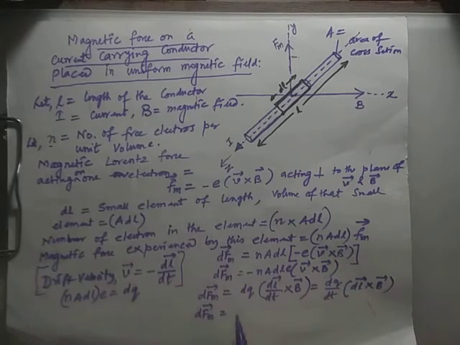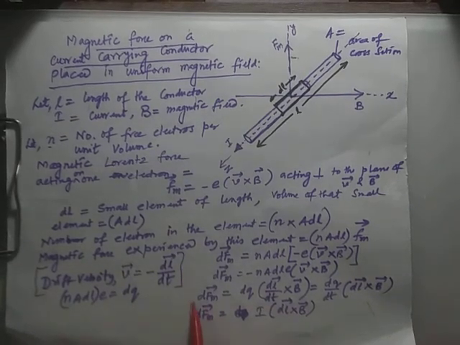So dFm vector is equal to dq by dt, which means I, current, and then we'll get dl vector cross B vector. So this is your formula. Now you have to put this one into a box. So this is the formula.